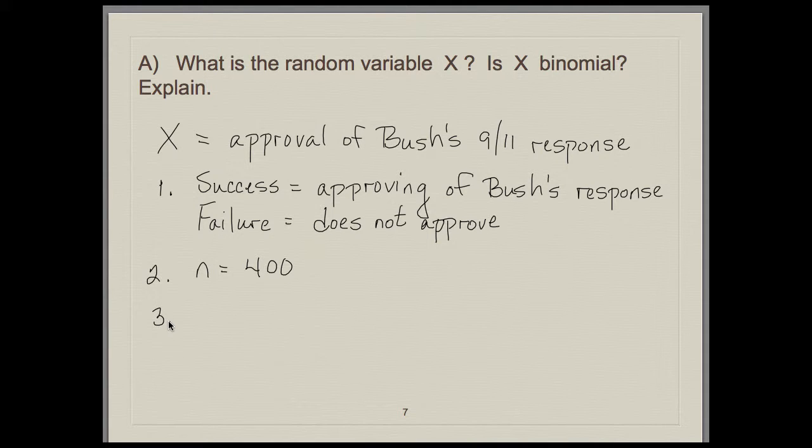The third criteria is that those observations, those trials, need to be independent of one another. Well, if we're asking 400 people this question, it should be the case that whether or not one person approves is independent of another person approving.